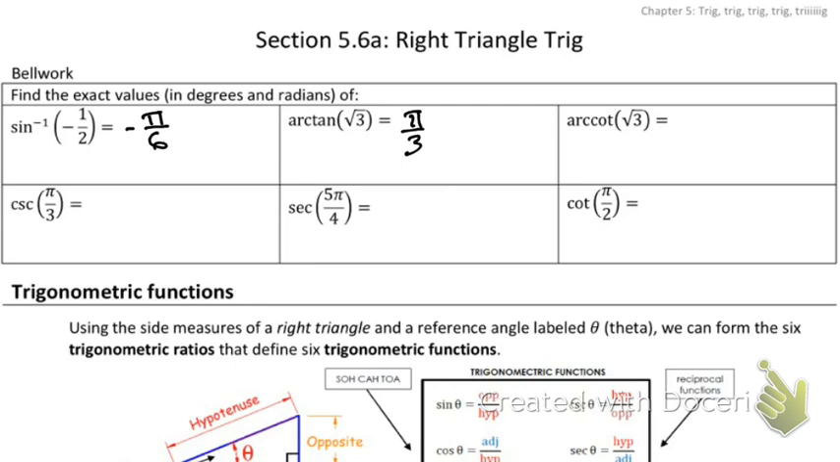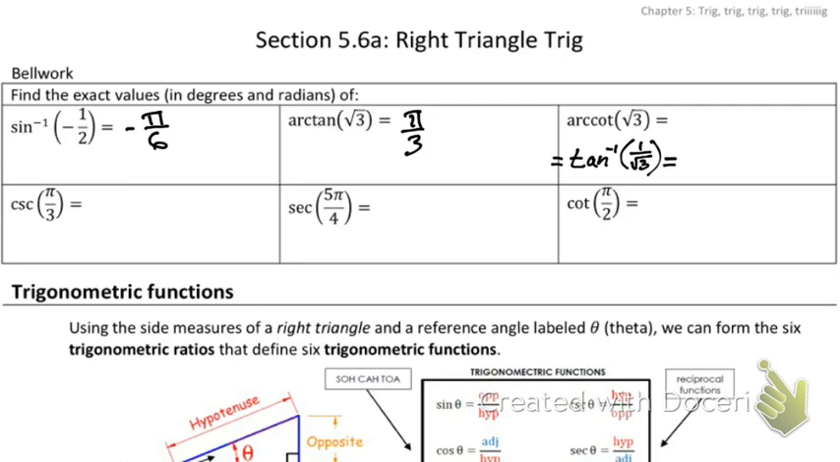All right, the next one is arc cotangent square root of 3. Now, cotangent isn't on my unit circle, so I have to use tangent. When we're using inverse, we're going to use the tan inverse of the reciprocal. Anytime you're doing cotangent, secant, or cosecant, you're always thinking reciprocal. When we're doing the inverse, we do the reciprocal inside. So that's the tangent inverse of 1 over square root of 3.